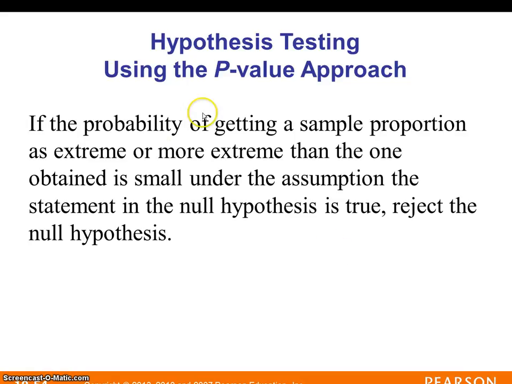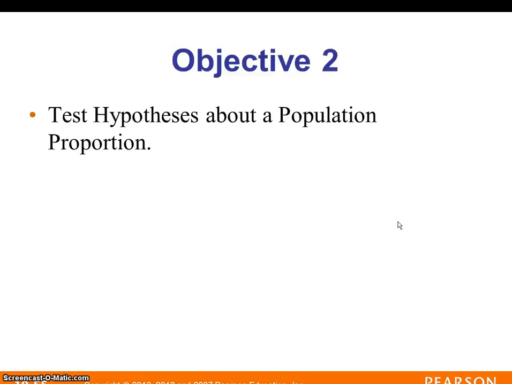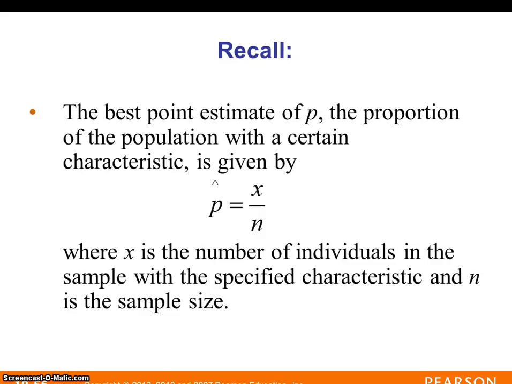So as far as doing hypothesis testing using the p-value approach, if the probability of getting a sample proportion as extreme or more extreme than the one obtained is small under the assumption that the statement in the null hypothesis is true, we reject the null hypothesis. So let's take a look at objective 2, on testing hypotheses about a population proportion.